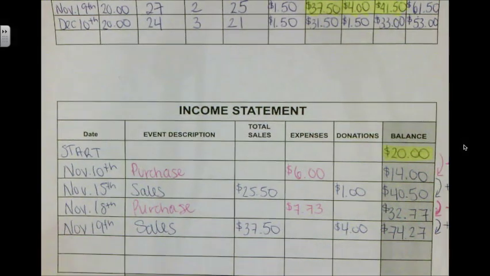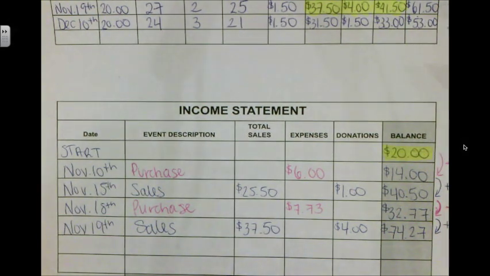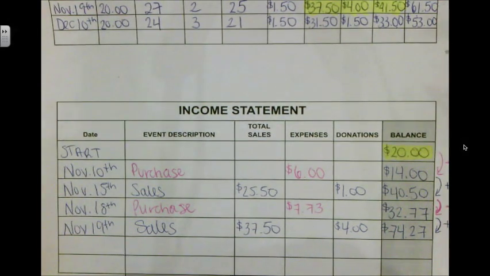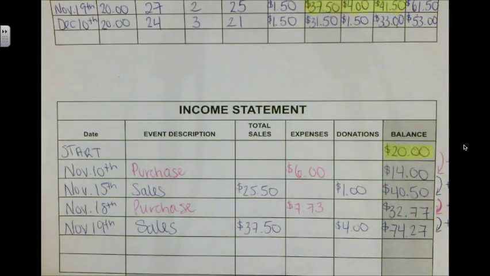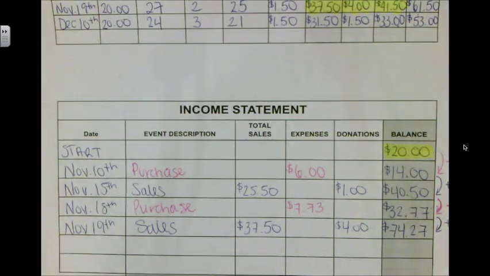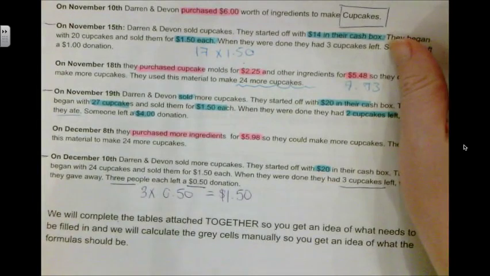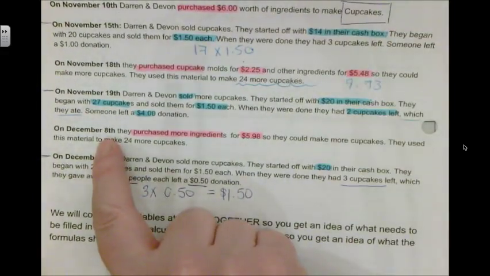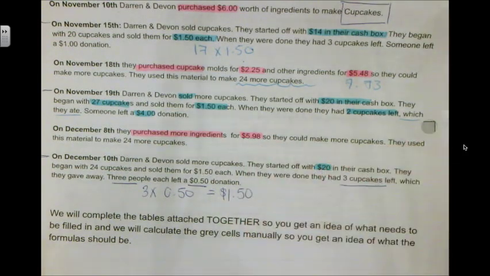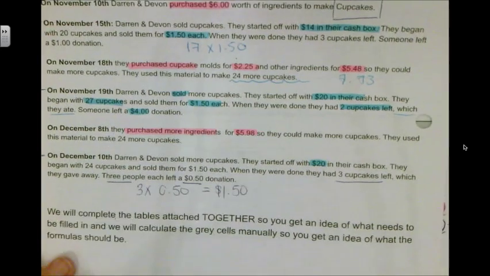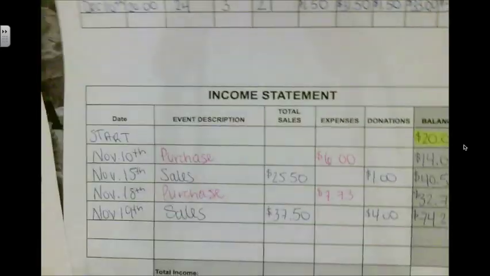Okay, I still have one more purchase and one more sale that I have to add in here. So after that, I'm going to go back to my purchase sheet since we don't have that information on here. My information sheet. So on December 8th, they purchased more ingredients for $5.98. So they make more cupcakes again. Okay, so this is the last purchase I have on here. So I'm going to add December 8th.